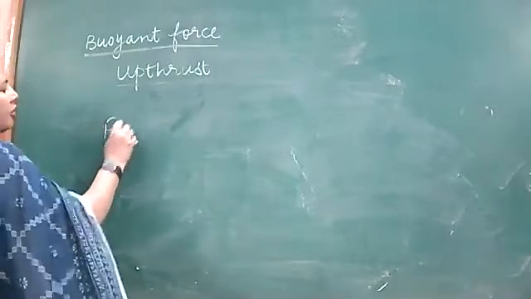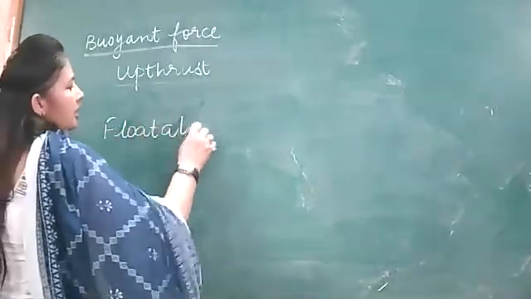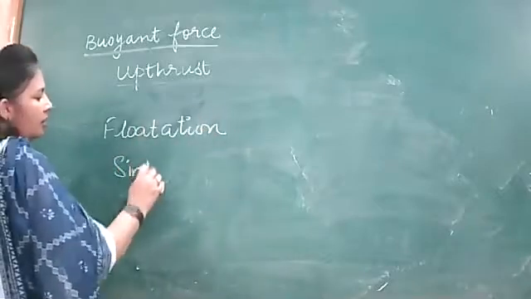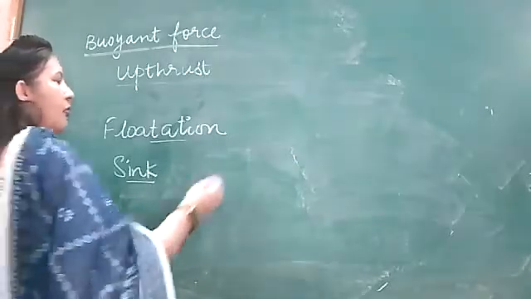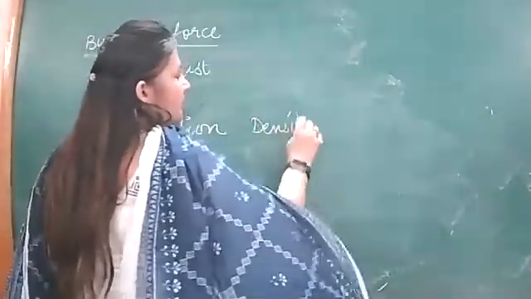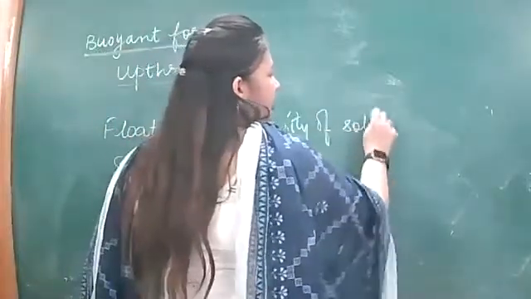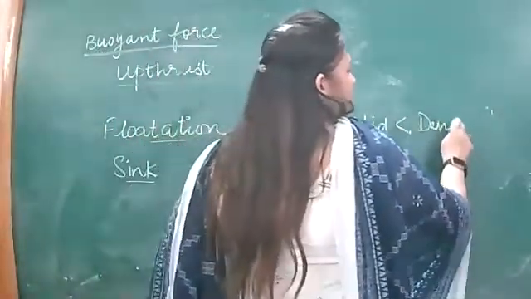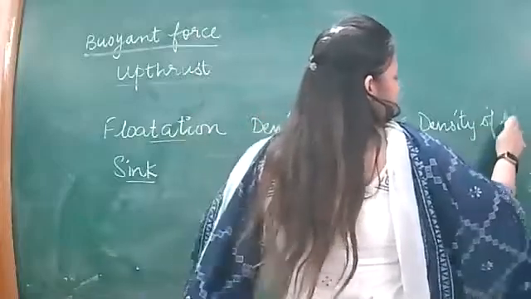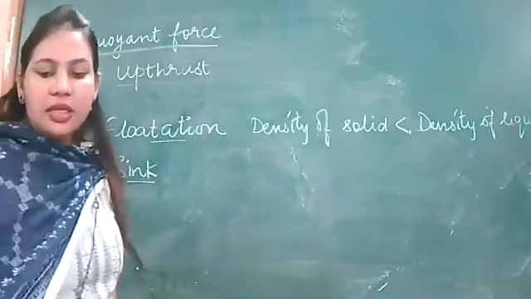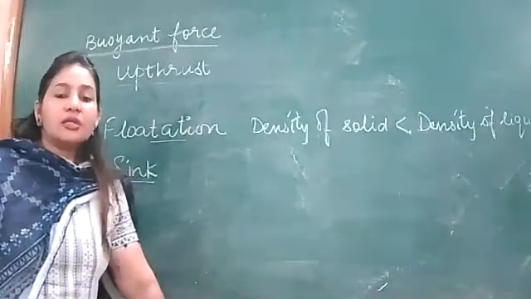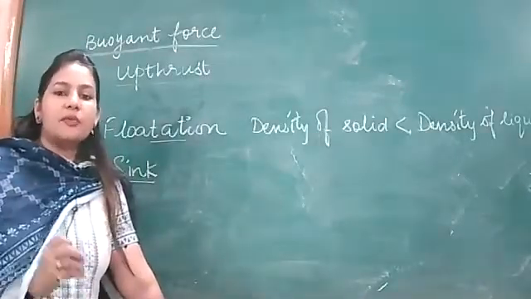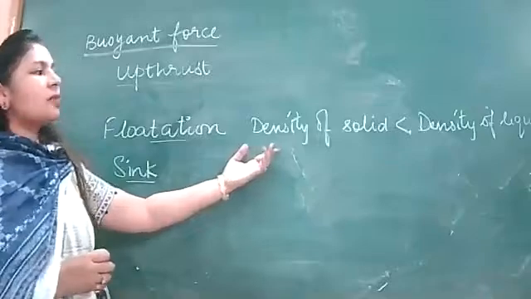So what is flotation related to? Flotation is related to sinking of a body or flotation of a body. You have done it in lower classes. When does a body float in a liquid? When the density of solid is less than density of liquid, it floats. For example, plastic. The density of plastic is less than that of water. How much is density of water? You know that 1000 kg per meter cube, and density of plastic is very less in comparison to that, right? So that's why it floats.